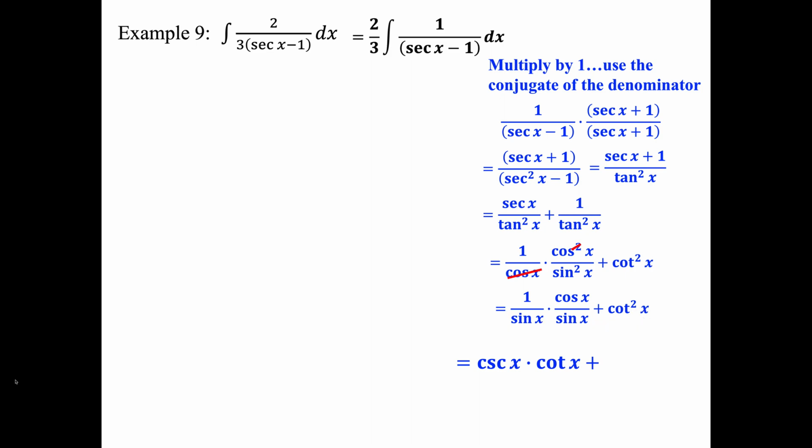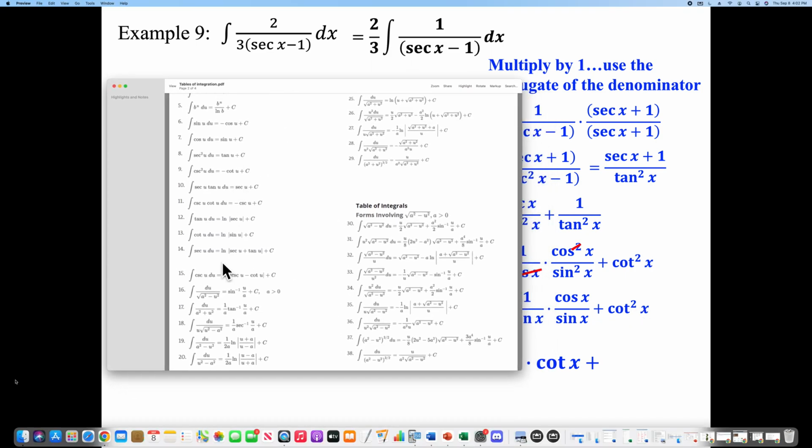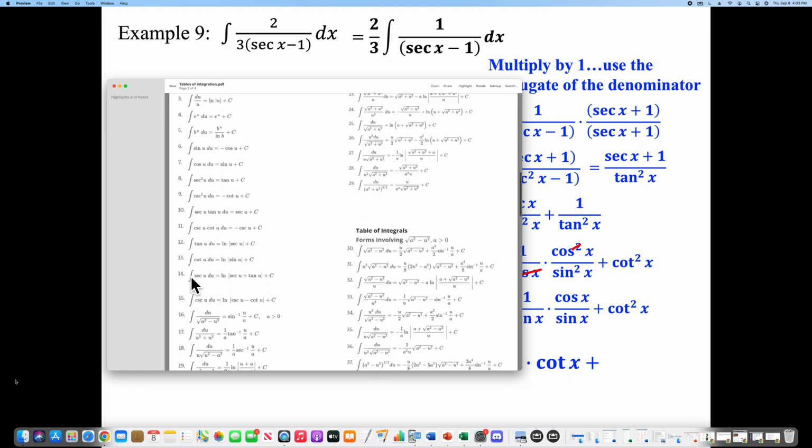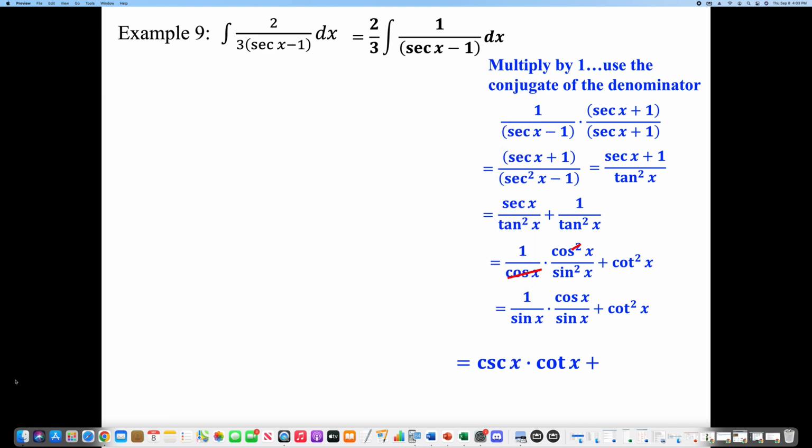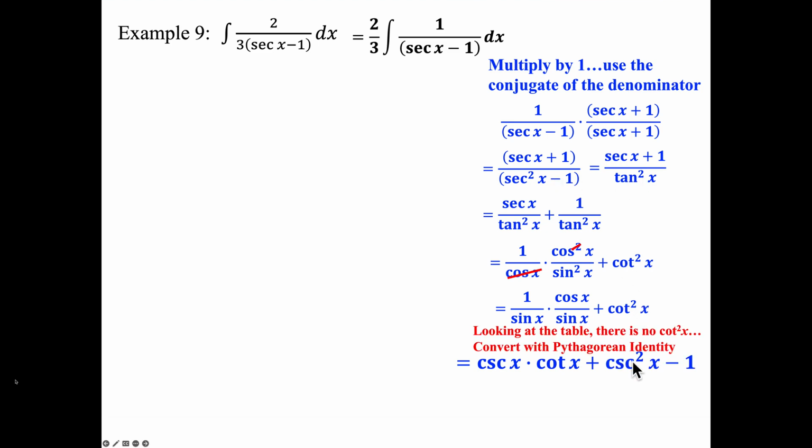But again, as you take a peek at your integration of trig functions, you're going to notice there is no cotangent squared there. So using your Pythagorean identity, cotangent squared x, if we go back up here, secant squared x minus 1 is tangent squared x. So your identity is cosecant squared x minus 1 for when you have a cotangent squared x. Now I do have a cosecant squared on my identity sheet. All right, so now that I've altered my function, my fraction, to this here, now I can integrate each term individually.